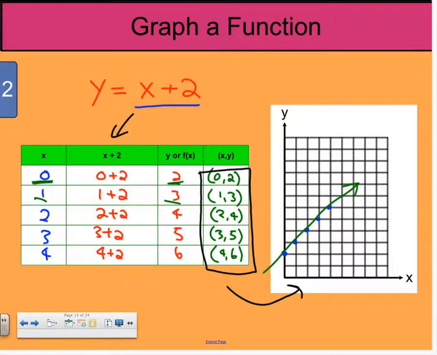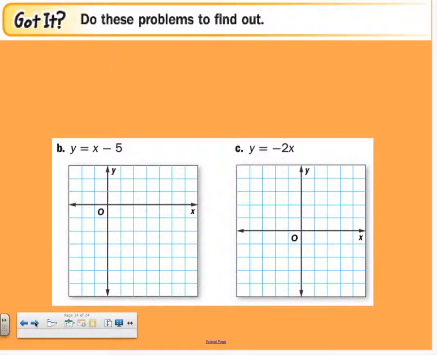Okay? All right. What I'd like you to do is B and C on, I think it's at the bottom of the page.